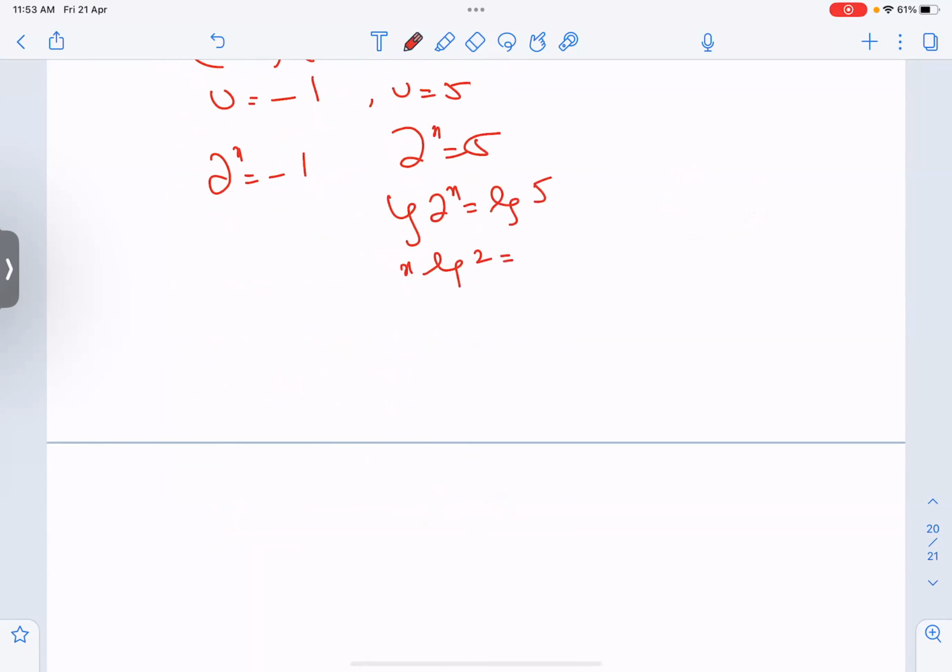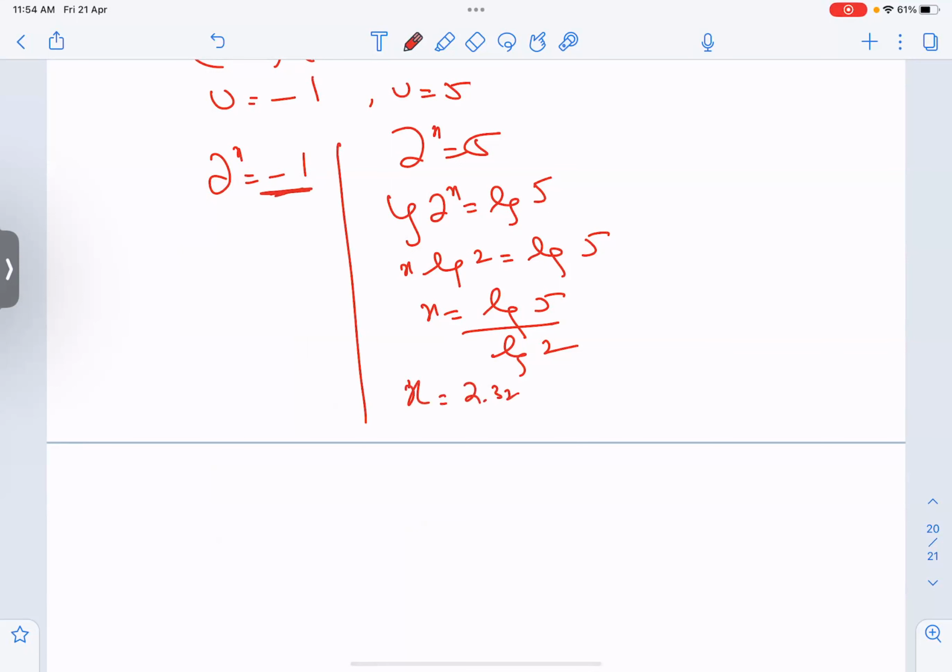This will become x log 2 equals log 5. x equals log 5 upon log 2. This is the answer. When you use the calculator, you get the answer for x, which is log 5 upon log 2. The answer is 2.32. Achha, if you notice, if you apply log on both sides in this part, log of a negative number is always undefined, it's a math error. So this part you can't solve, so you can write no solution for this one. Okay, this is your final answer, 2.32.